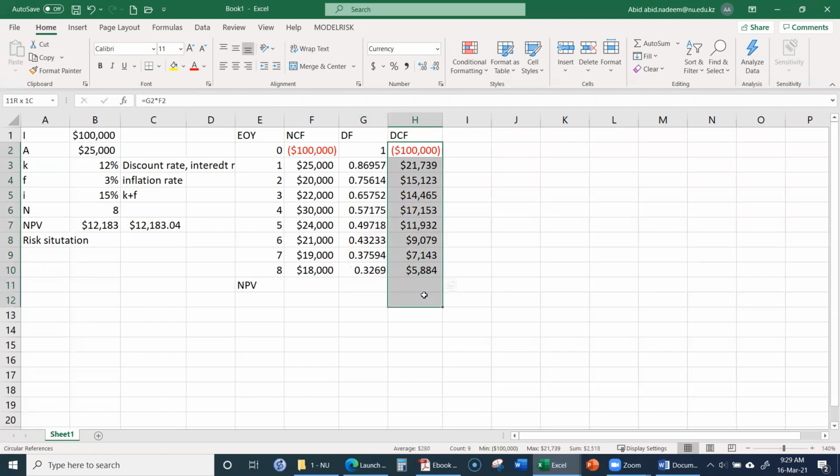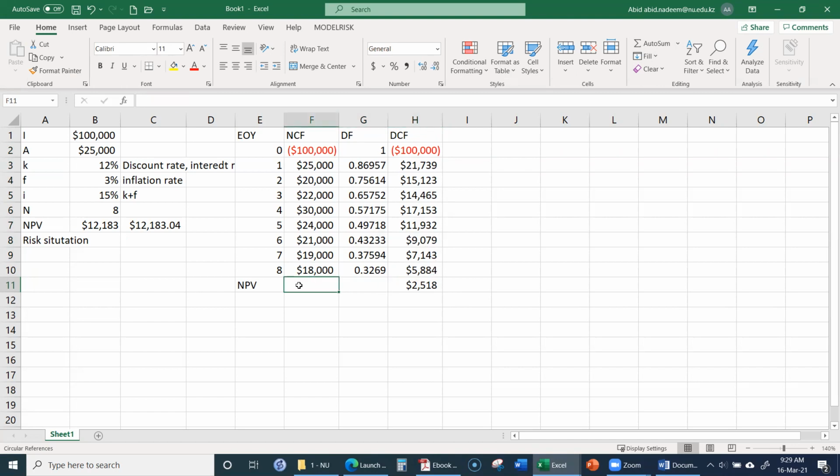So the sum of all of these discounted cash flows, which is $2,518, that will be the net present value. Okay, so this is one of the long ways of calculating the net present value in Excel.